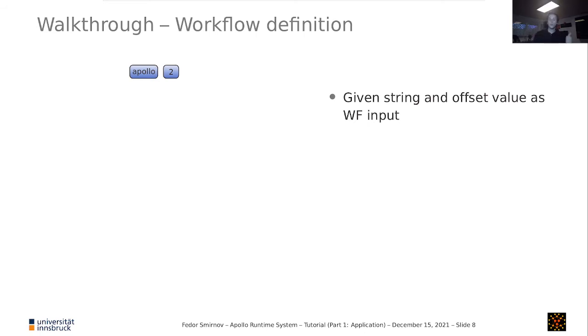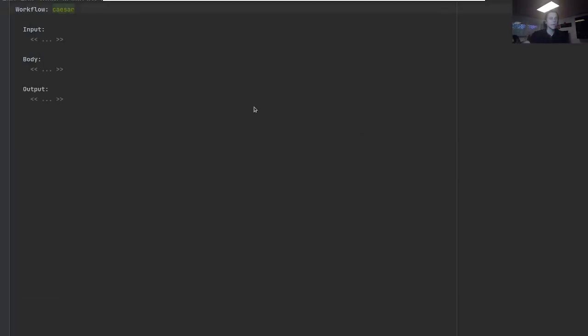And the first thing we do is we need to define our input. So we know that essentially in this Caesar Cypher application, what we get at the start is a string, which is our original string, and an offset, which will be a number. So let's see how we define that. For that, we go to input. You can just click it.